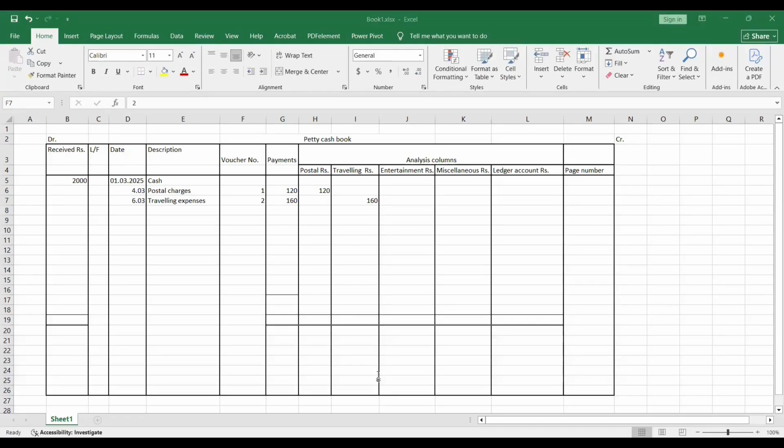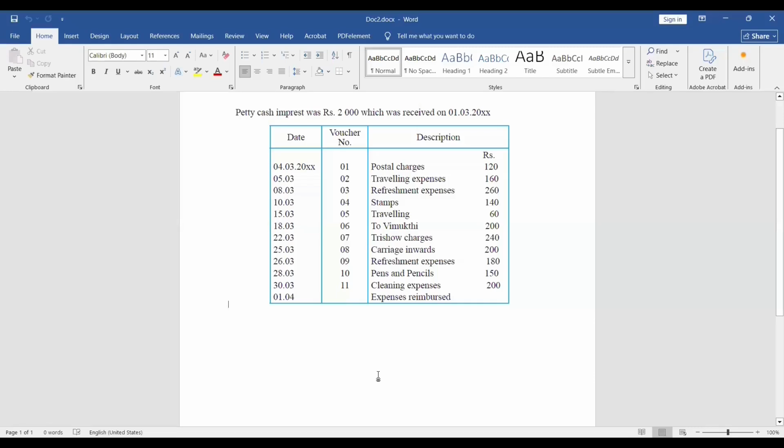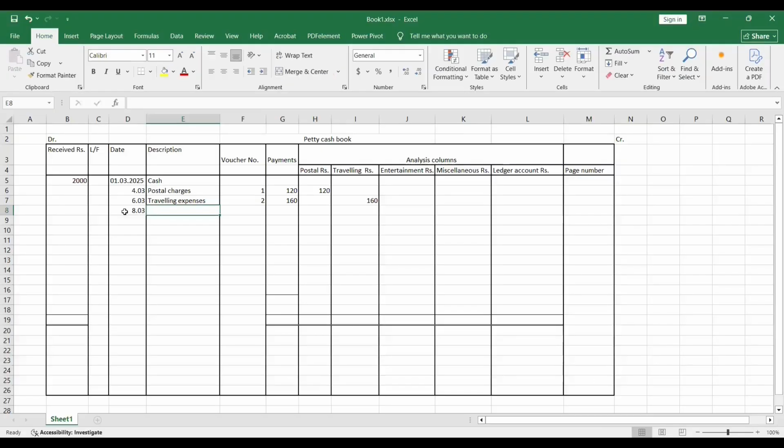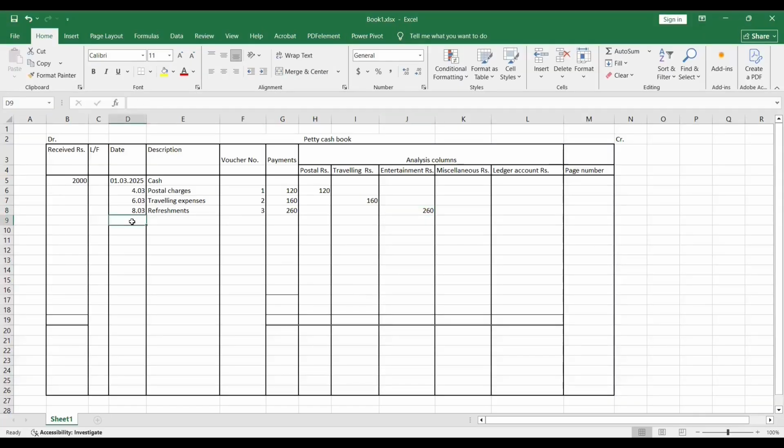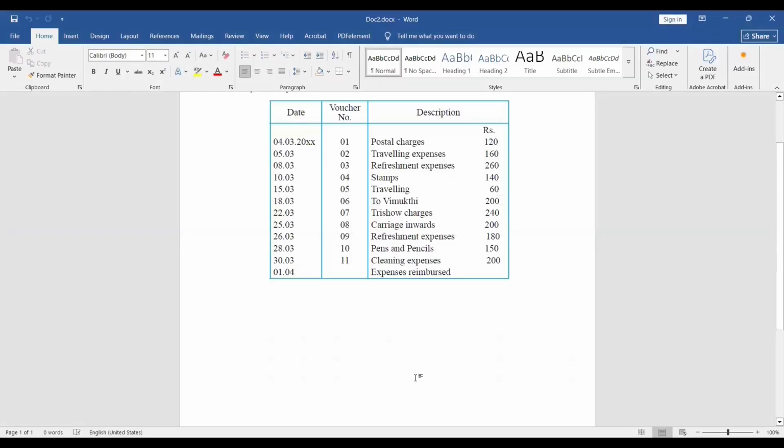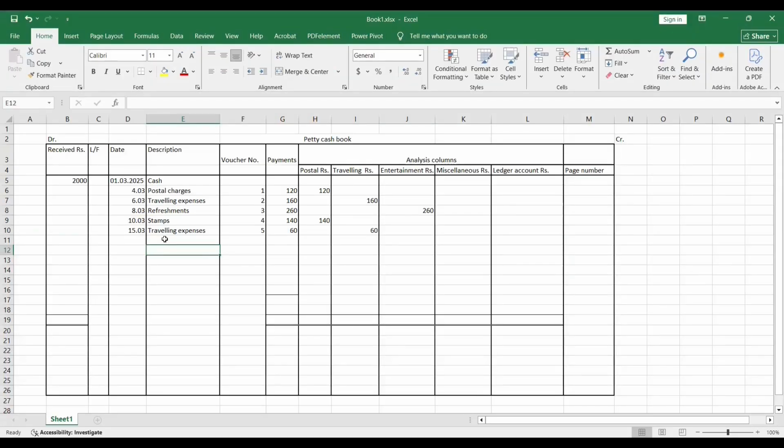8th of March, voucher number 3, refreshment expenses 260. 8th of March, refreshments, voucher number 3, payment 260. We record this in the entertainment analysis column. 10th of March, voucher number 4, stamps 140. Now let's record this. 10th of March, stamps, voucher number 4, 140. 15th of March, voucher number 5, traveling 60. We record it like this.